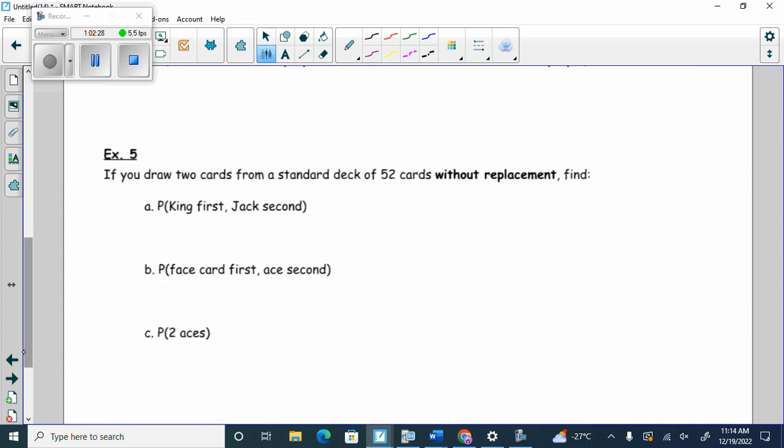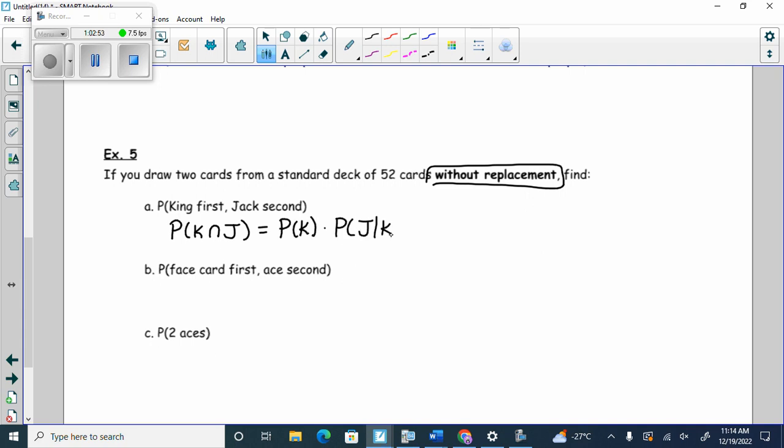Look at another one. If you draw 2 cards from a standard deck without replacement, find king. It's without replacement. Is it dependent or independent? Dependent, right? Because without replacement. So we want the probability of a king and then a jack. So it's the probability of a king and the probability of a jack, given that a king was first.